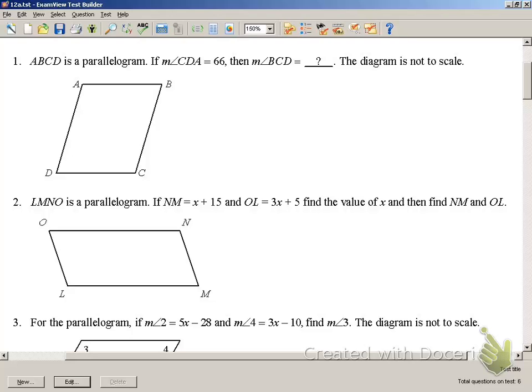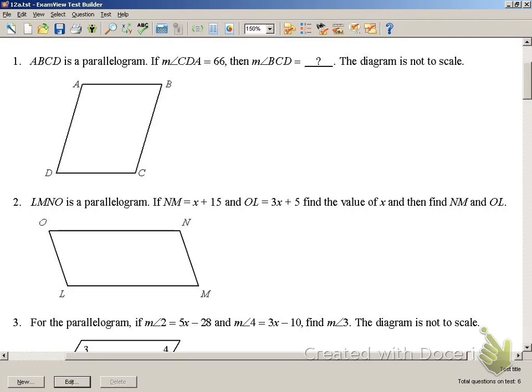This is week 12, number 1. It says ABCD is a parallelogram. If the measure of angle CDA is 66, then the measure of angle BCD equals blank. The diagram is not to scale, of course.